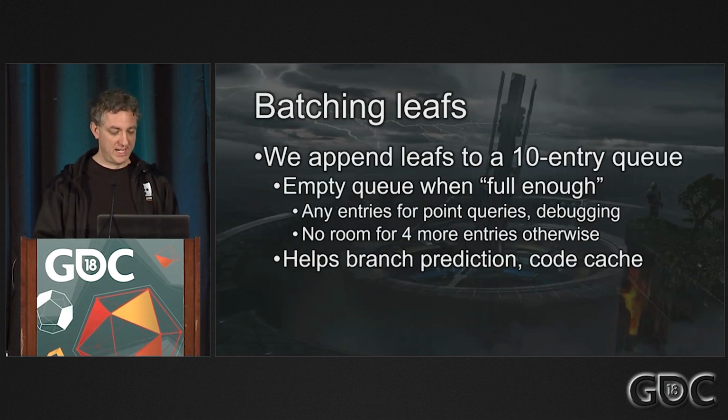So how do we batch leaves? Like I said, we append to a FIFO queue and empty it when it's full enough. It turned out it was faster if we always traced rays right away against triangles. And it's also useful to always test them right away if you're debugging it, so you see where things came from. Otherwise, we drain a queue when it gets too full, and this helps branch prediction and code cache.